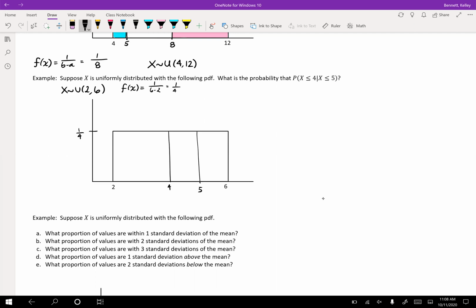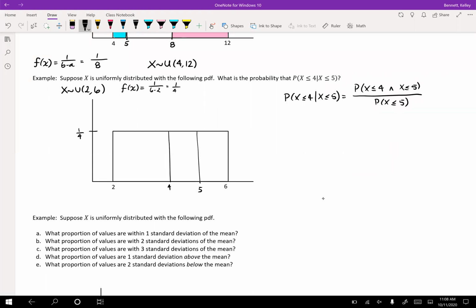So this is going to be the probability that x is less than or equal to 4, given that x is less than or equal to 5. So as a fraction, I'm looking at where both things are true: x is less than or equal to 4 and x is less than or equal to 5. And then I'm going to divide that by the probability that x is less than or equal to 5.